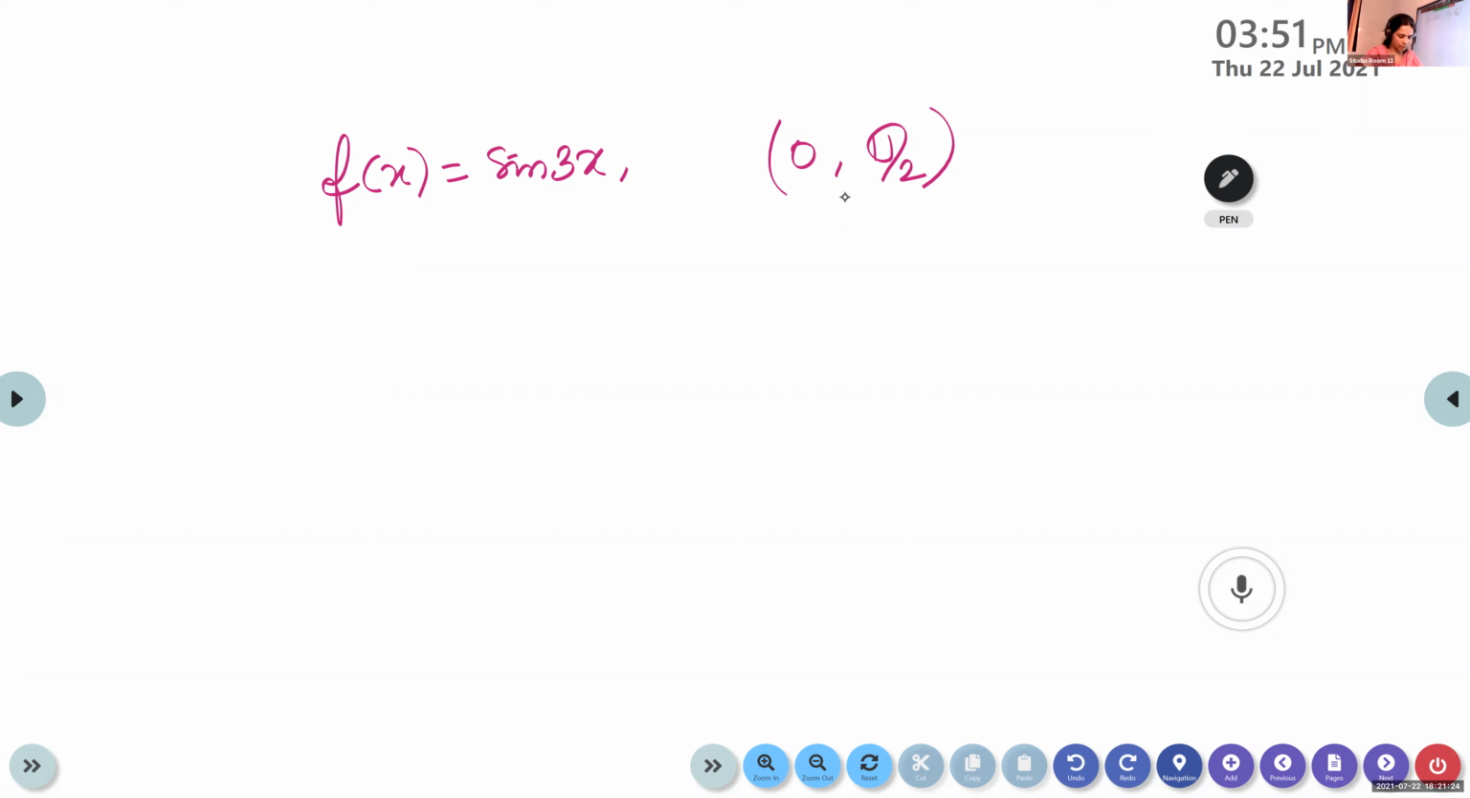So it is given in 0 to pi by 2. 0 to pi by 2 means it is in the first quadrant. In this first quadrant, in which all the intervals it is increasing, in which all the intervals it is decreasing. We want to discuss this one.